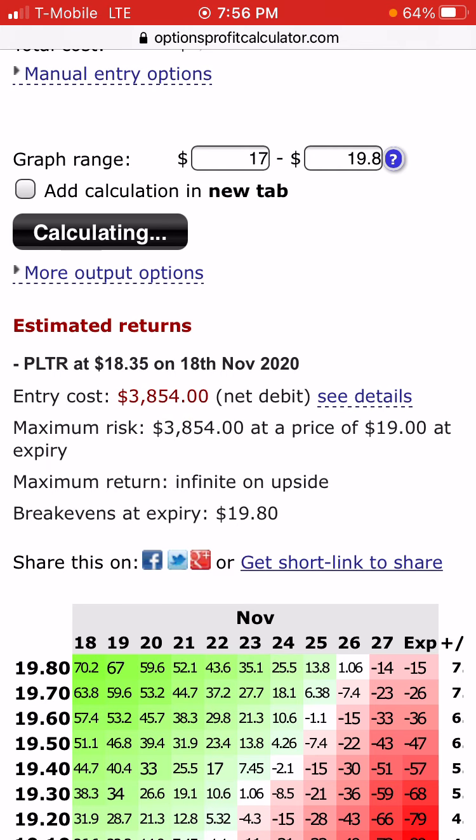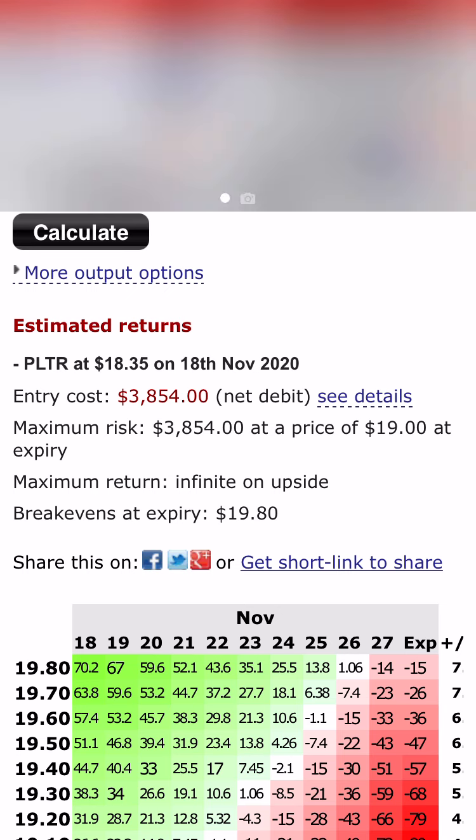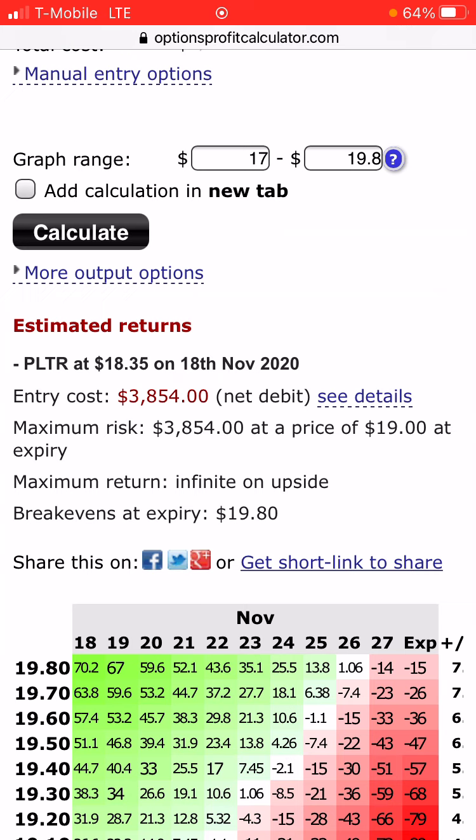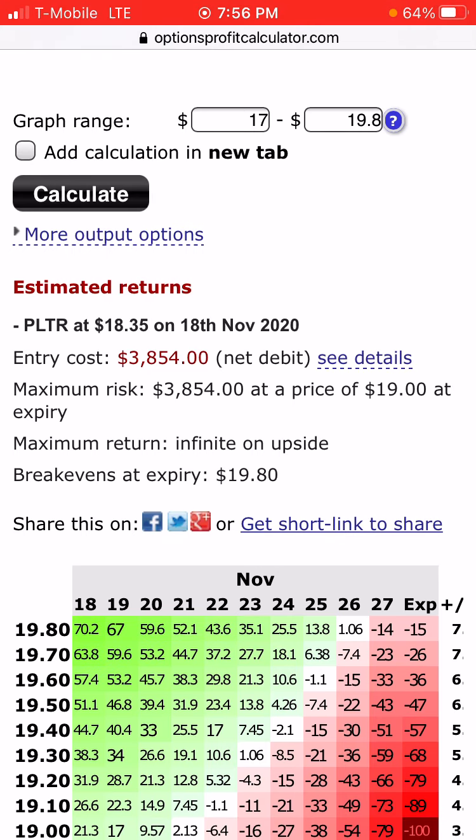So over here is going to show you a quick brief. It's going to say estimated return on PLTR 18.35 November 18th, which is today. You're going to have your entry cost. So that's how much it cost me to buy all those contracts. It's $3,854. That's your maximum risk. So that means if the stock goes sideways and it keeps falling, you're going to lose $3,854. Now, over here it also says maximum return is infinite on the upside. So once you break even at 19.80, that's just infinite profit.